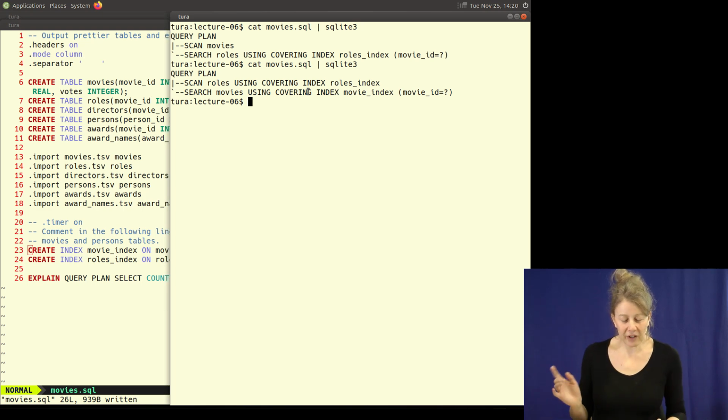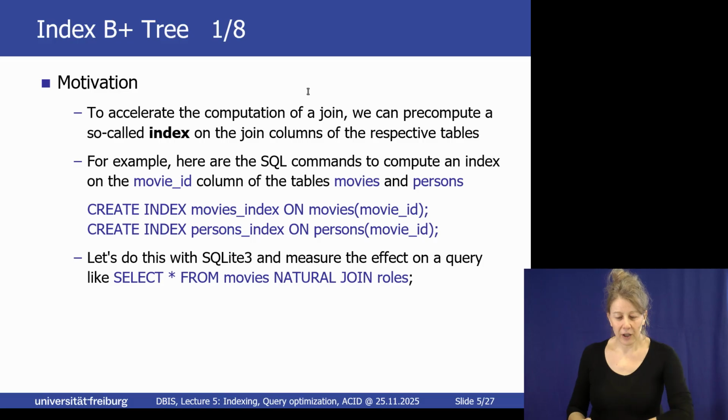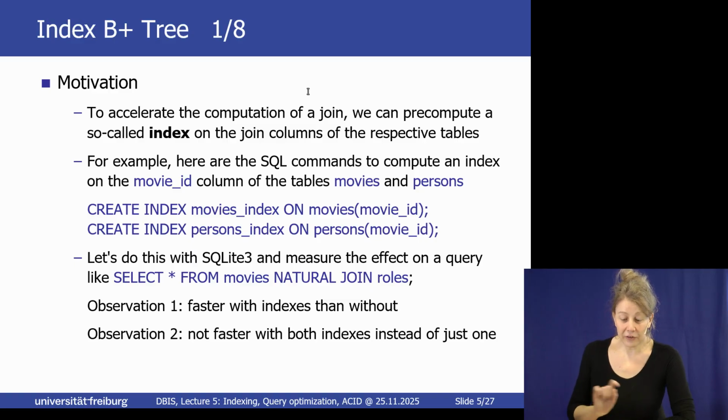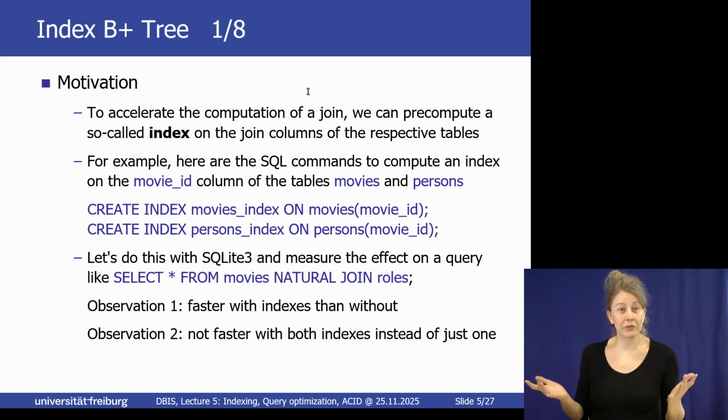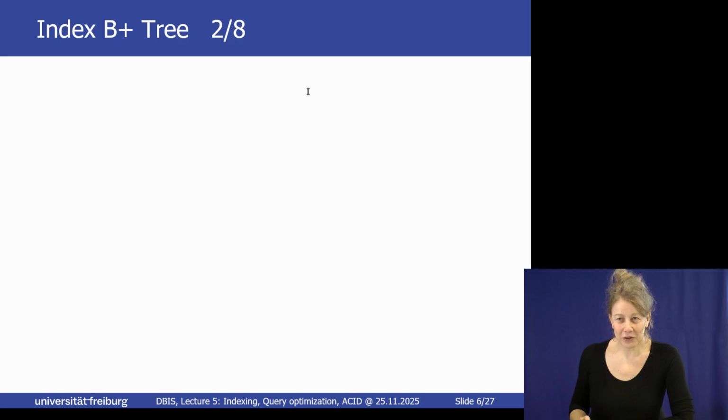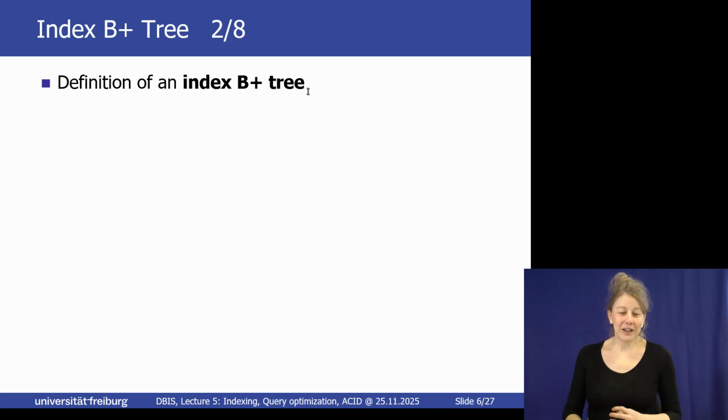Okay, you have seen some things, now let's go back to the slides. And feel free to play around with it yourself. As you can see in SQLite, it's very easy. So it's faster with indexes than without. It's not faster if you use both indexes instead of just one. Actually, it was the fastest when you use one particular index and not the other, which is kind of strange, which SQLite is in certain ways. So, B plus tree. This is what, spoiler alert, SQLite computes. B plus tree, more specifically an index B plus tree, and I will explain tree, B plus, and index in the following.